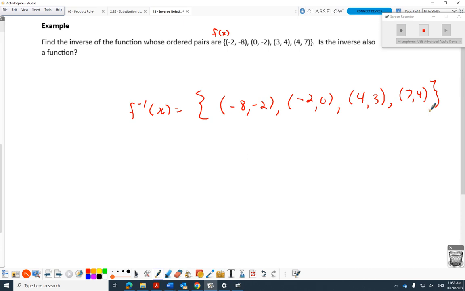Exchange x and y. That's all I'm doing there. Somebody says, wait a minute, why did you do that? Well, if the regular function takes -2 and turns it into -8, my inverse function has to take -8 and turn it back into -2. It has to undo what was done. It has to be a reverse mapping.